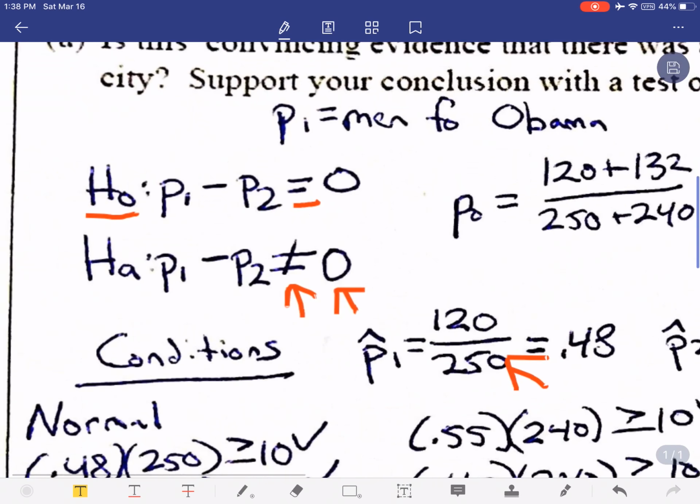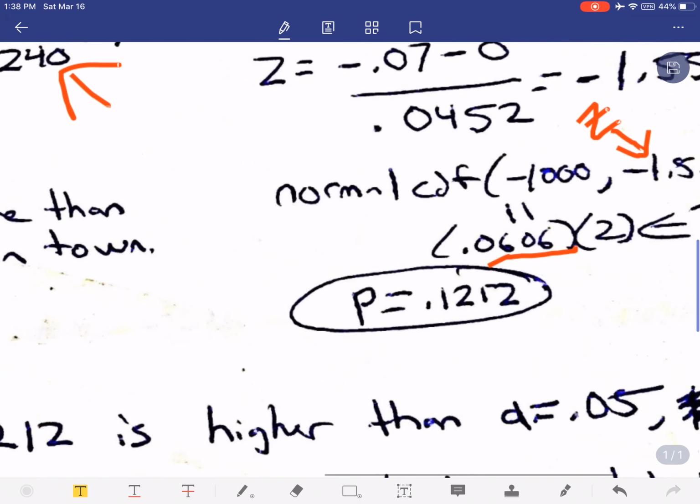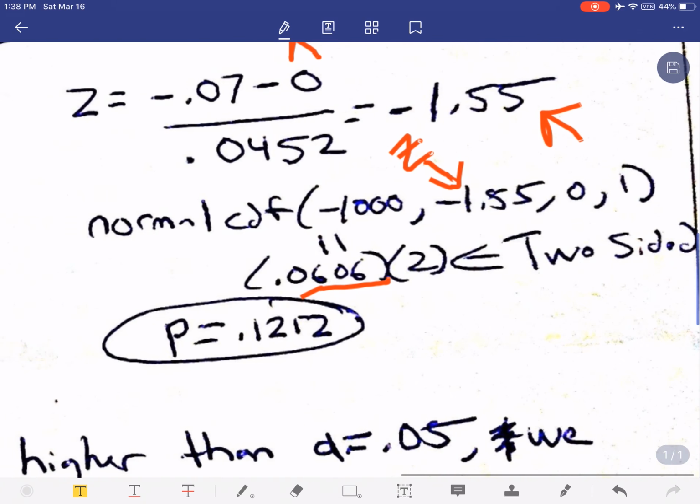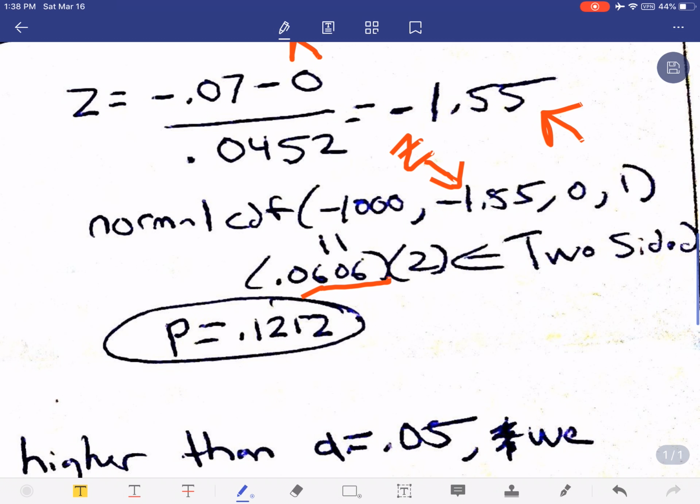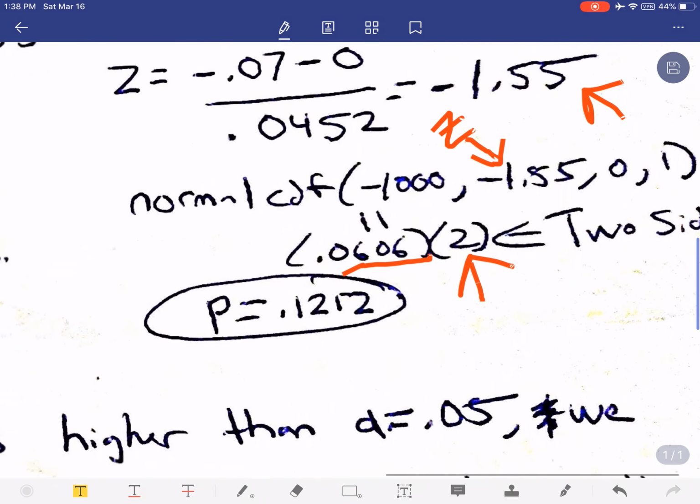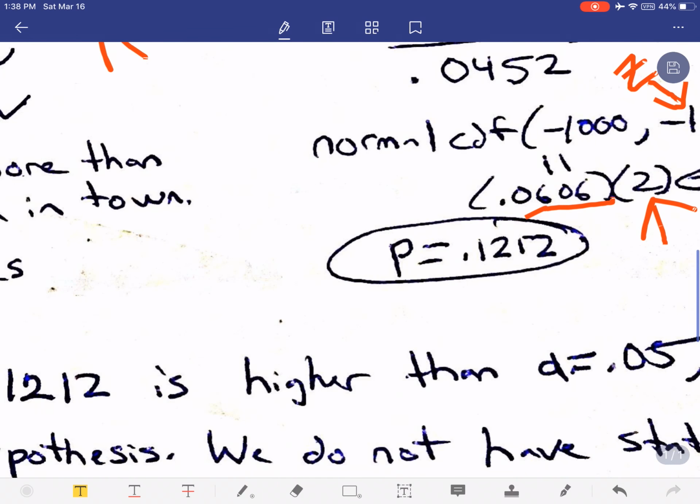Remember, this is a not equal to sign right here. So that means that it's going to be a two-sided test, which means at the very end, when we have our p-value, we have to multiply the p-value we calculated by 2 because it is a two-sided test, which gives us a p-value of 0.1212.